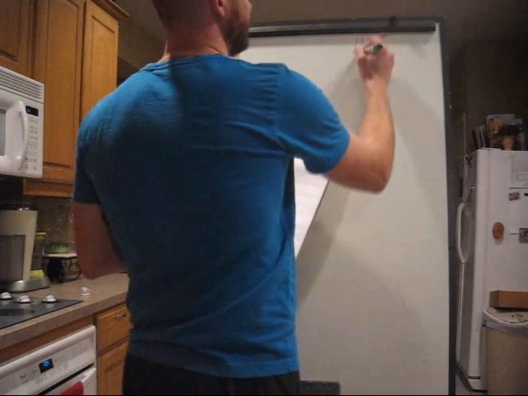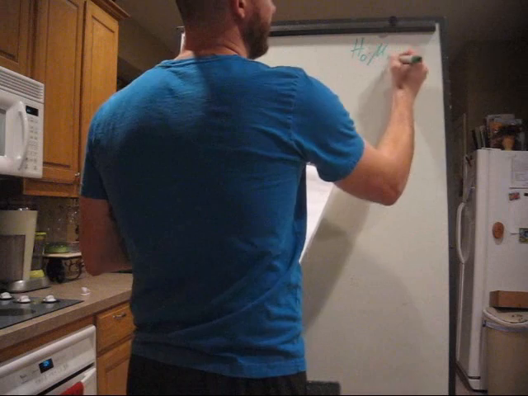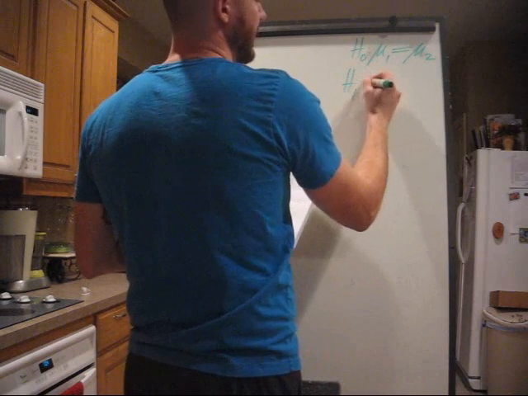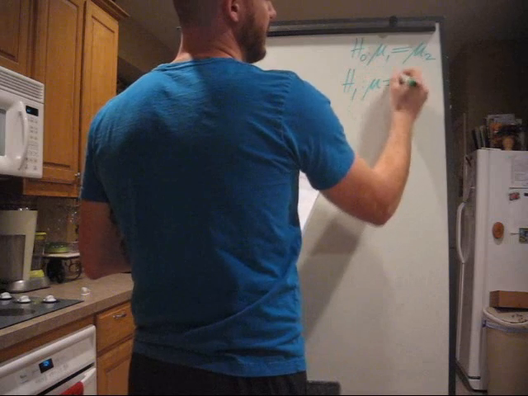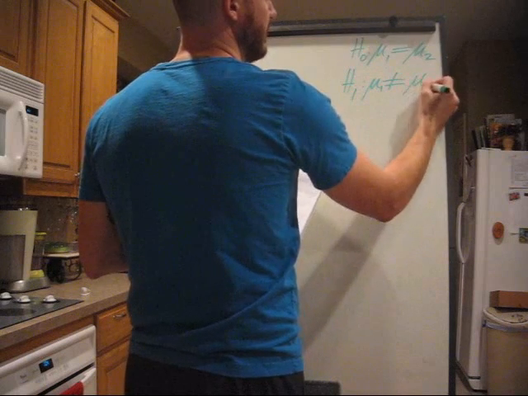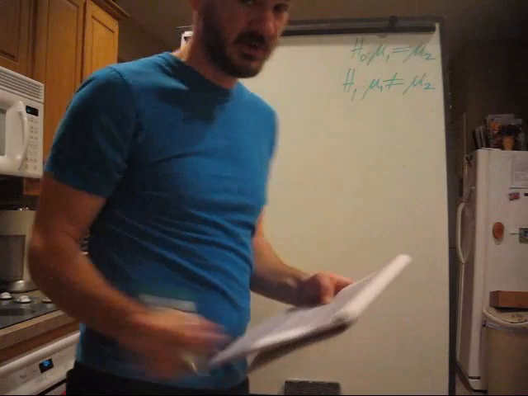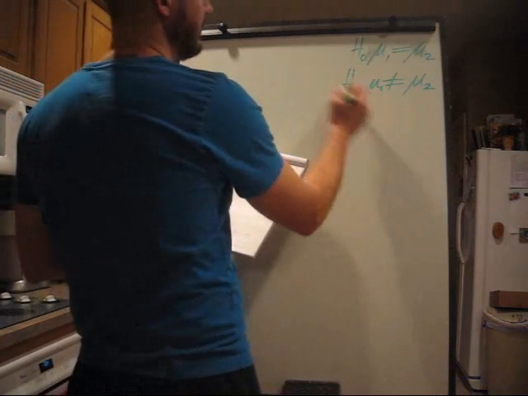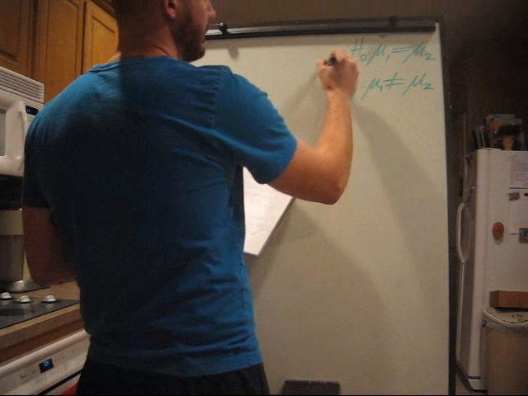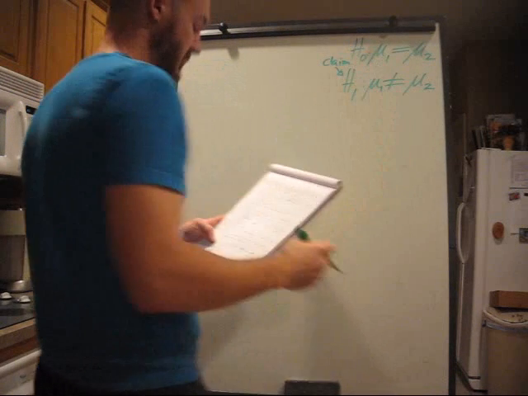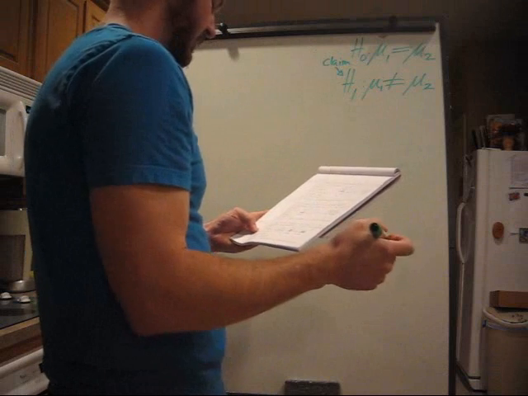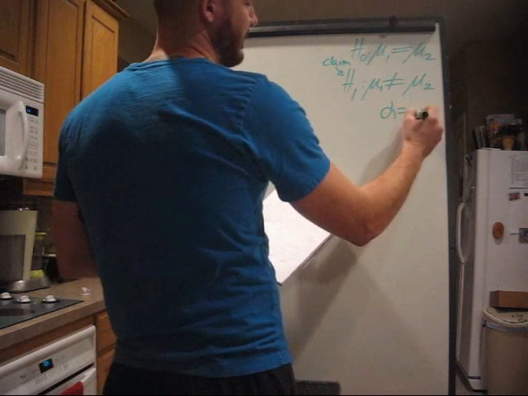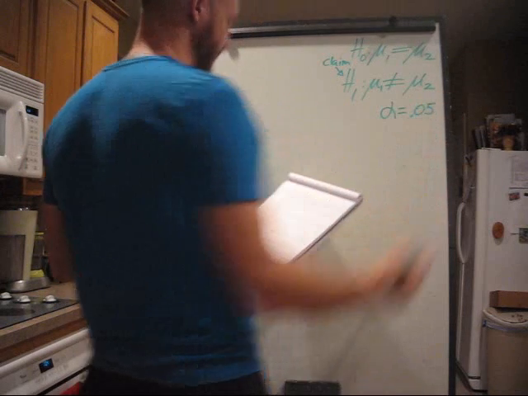So our H naught is going to be mu sub 1 equals mu sub 2. H sub 1 is going to be mu sub 1 does not equal mu sub 2. This is the claim. And we're going to do this at an alpha level of 0.05.